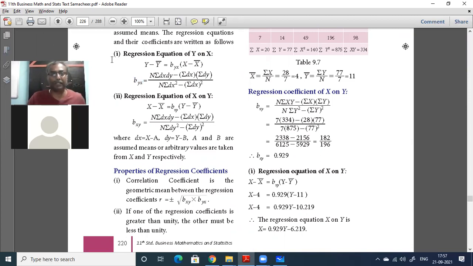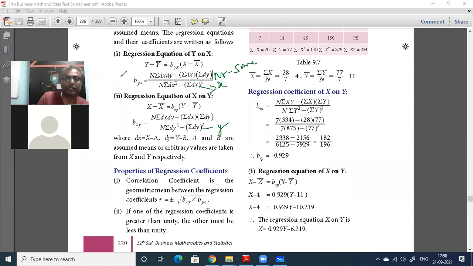So b of y by x equals, again, the numerator will be the same: n sigma dx dy minus sigma dx into sigma dy. The numerator will be the same. For the bottom, y on x means everything here will be related to x. X on y means everything here will be related to y. So for y on x, it is n into sigma dx squared minus sigma dx the whole squared.